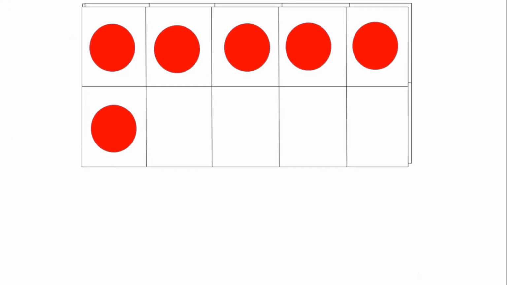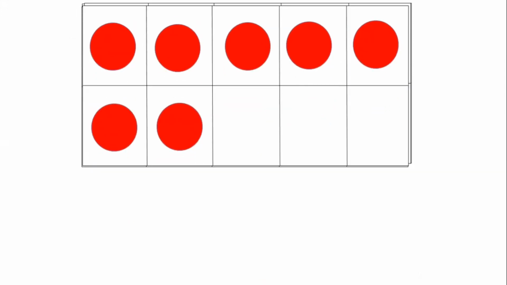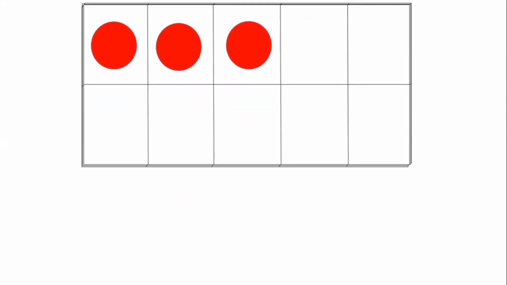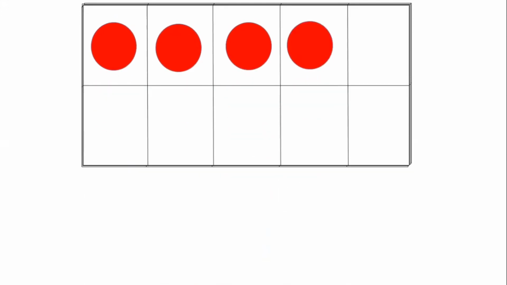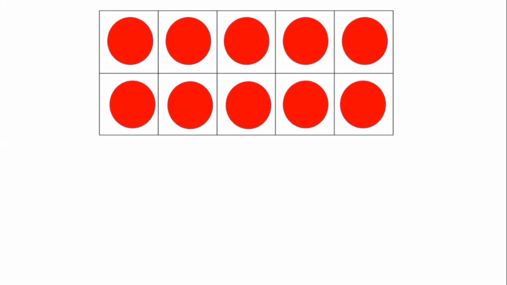Did you say 6? You're right. 9. Good. A 5 group. 4 more. That's 9. Excellent. 7. Oh, that's easy peasy. 5. 3. 4. 2. 1. Excellent, friends.